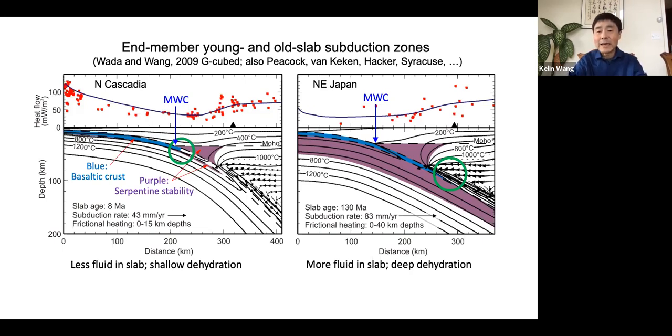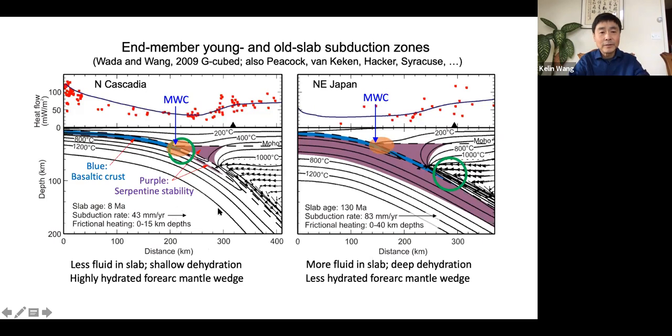And for the cold slab, there is just not enough fluid here at this depth, but there's a lot of fluid being released at much greater depths to feed the volcanoes here. So that's the difference. And the degree of hydration is quite different between the two.